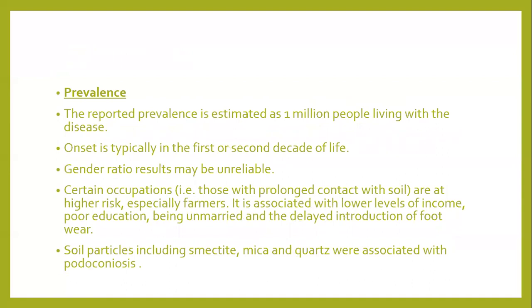Prevalence. Reported prevalence is estimated as 1 million people living with the disease. It typically occurs in the first and second decade. Gender results are unreliable. Certain occupations with prolonged contact with soil are at risk, especially farmers, and it is associated with lower level of income, poor education, being unmarried, and delayed introduction of footwear.